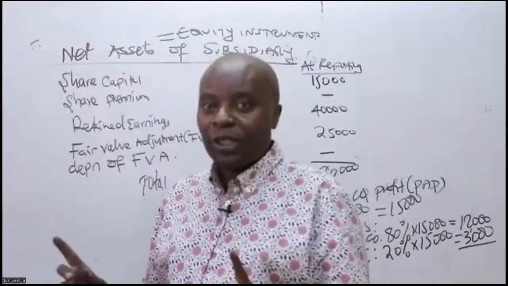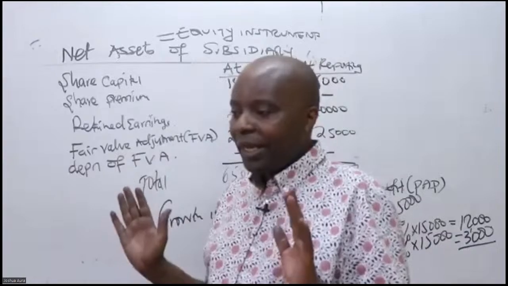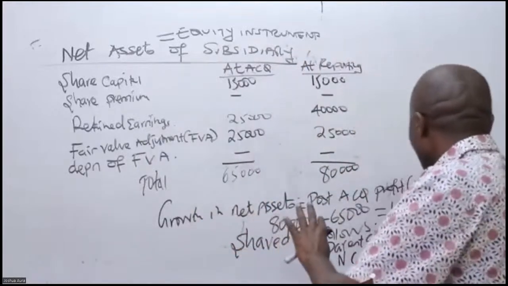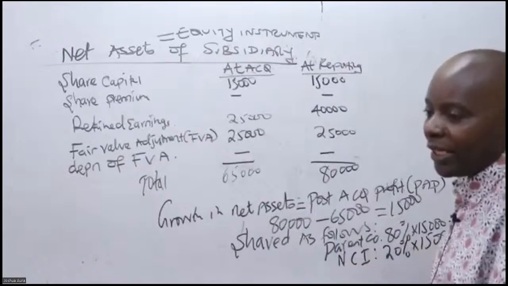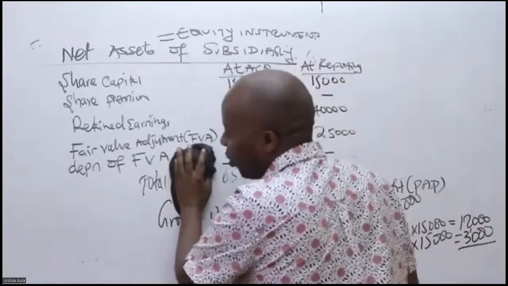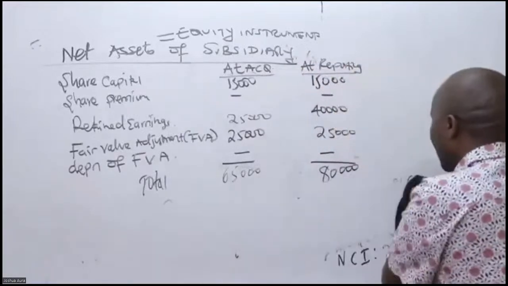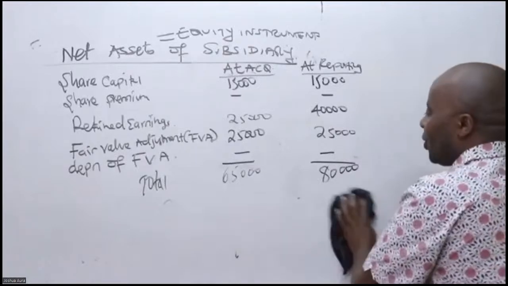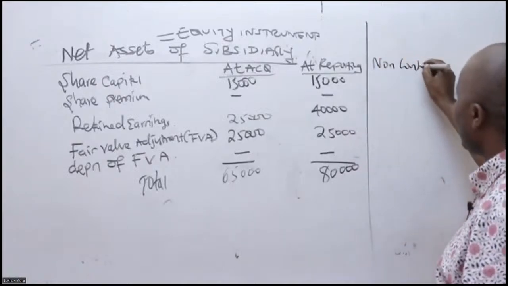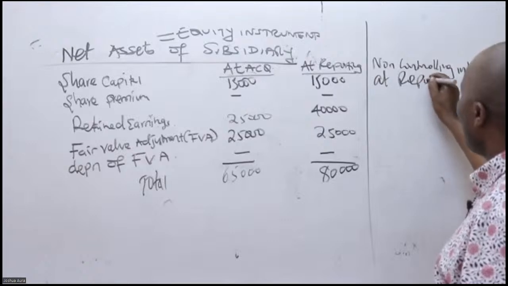Now, from now henceforth, everybody is writing in Excel whatever we write here. Thanks, Leah. Now, the next working that I will do after this is the NCI working. You skip like 2 lines there in Excel. You go to the NCI at reporting. You mention there NCI at reporting, non-controlling interest, NCI at reporting.